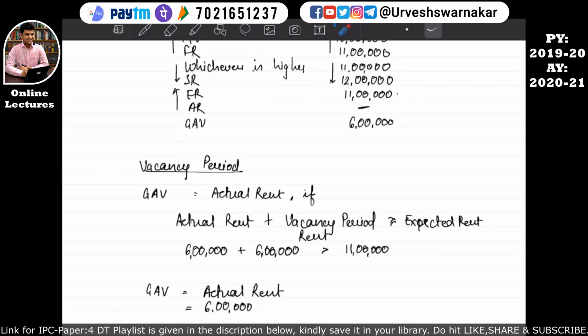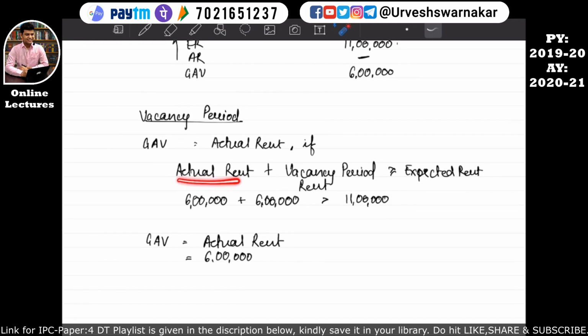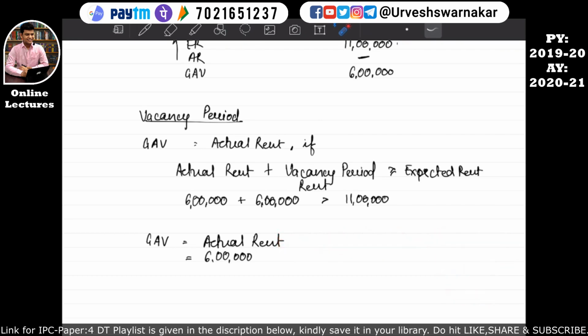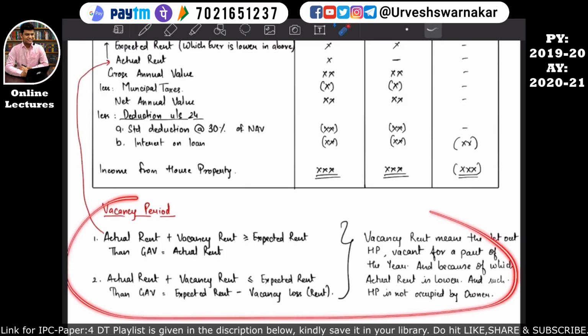But if the case would have been actual rent plus vacancy period rent is less than expected rent, then the formula would have been expected rent minus vacancy period rent. Okay, so that would have become our GAV. I hope this is quite clear. So that is what we have studied here. I hope this is quite clear.